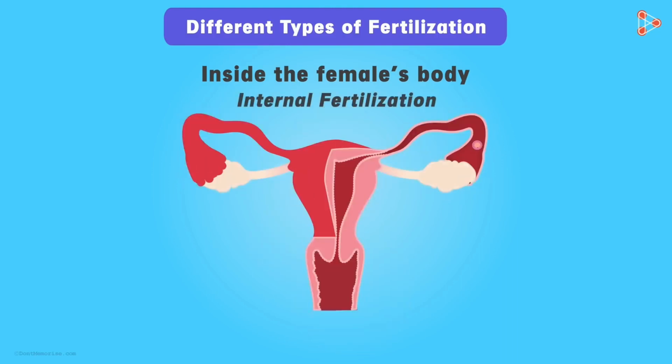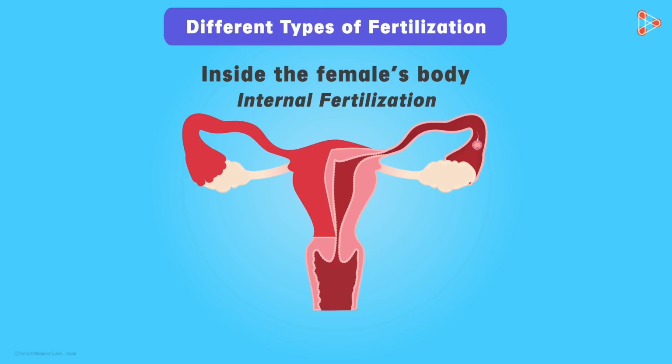In this case, the sperms from a male body enter the female reproductive tract and reach the fallopian tube where the egg cell awaits. The fusion of both completes the fertilization process inside her body. All higher animals like mammals exhibit this type of fertilization. Now, can you guess the next type?